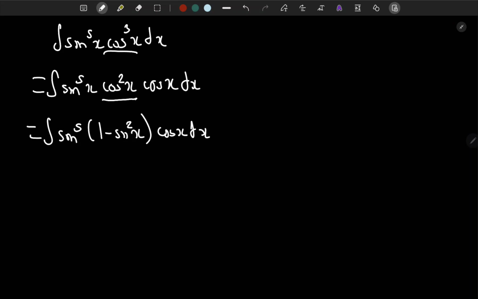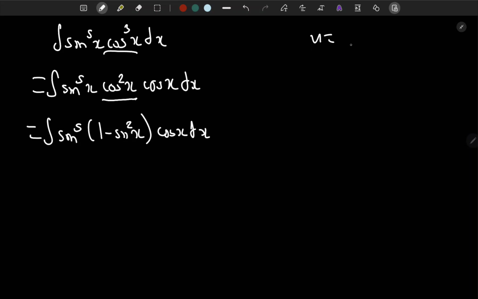Now if we decided to split sine to the power of 5 into sine to the power of 4 and sine, we would have to split this into sine squared squared, and this would have to convert into 1 minus cosine squared, squared. So it's way more complicated to do that rather than doing this. So if both of the powers are odd, it's always better to isolate the smaller power and use the other element as u. So let's take sine now as u.